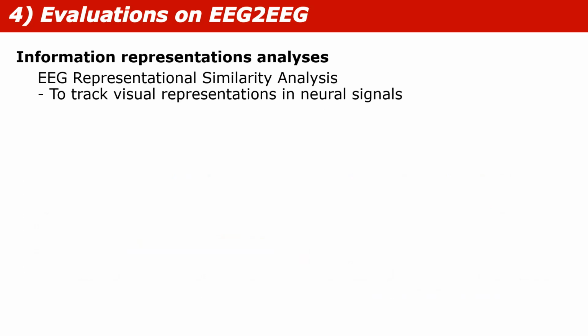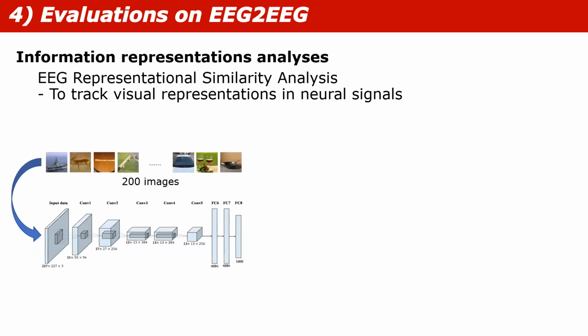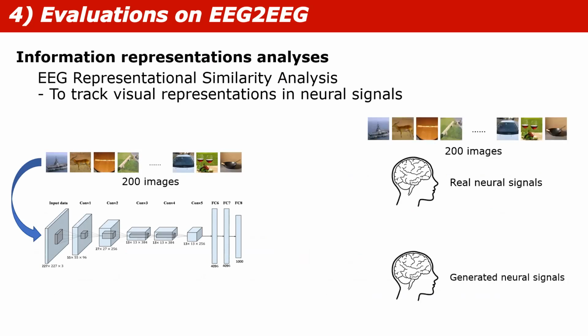Then we did EEG representational similarity analysis to track visual representations in neural signals. First, we input 200 images into a deep convolutional neural network, AlexNet, and we get the features corresponding to different layers. We compare these features corresponding to different levels of visual information with our real neural signals or the generated neural signals. And we want to see how these neural signals represent different levels of visual information.